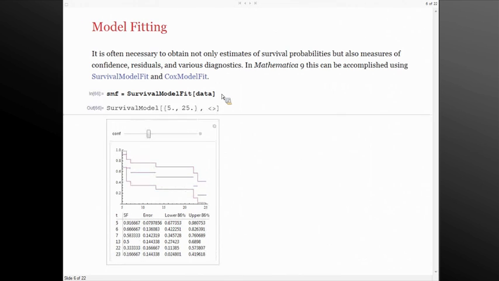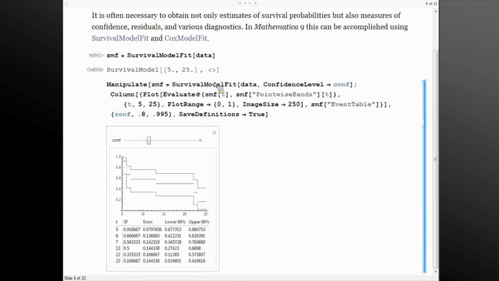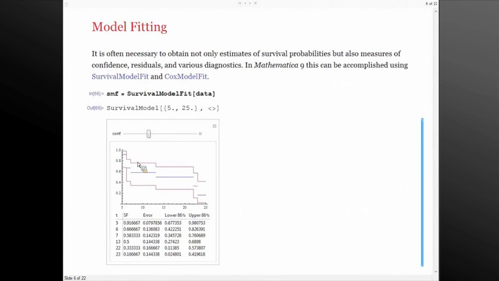So here is a SurvivalModelFit of my event data that I've been working with. And what this allows me to do, it's kind of like LinearModelFit that we've had around for a while. It lets me query all sorts of properties once I've fit the model. So this Manipulate here, I'm hiding the code. I just have a SurvivalModelFit, and I'm extracting point-wise bands and an event table, and then plotting the survival curve. So let's look at what that does.